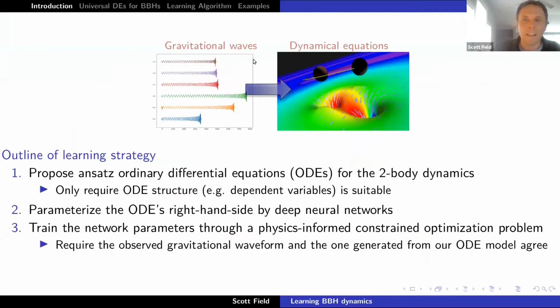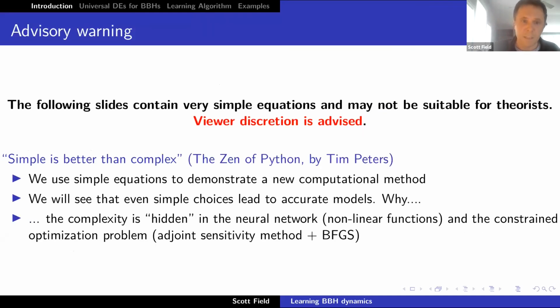Sorry about this. Okay, so the proposed learning strategy, which is somewhat generic and can be applied to other scenarios, is to propose some ordinary differential equations that one may think would describe the two-body dynamics, parameterize these ODEs by deep neural networks, which are known to be good approximators for various nonlinear functions, and then propose a constrained learning, physics-informed constrained learning optimization problem to train the ODE model to match the dynamics that are generating the gravitational waveforms.